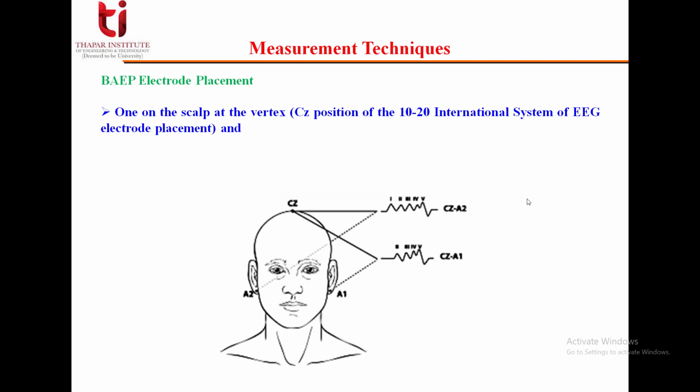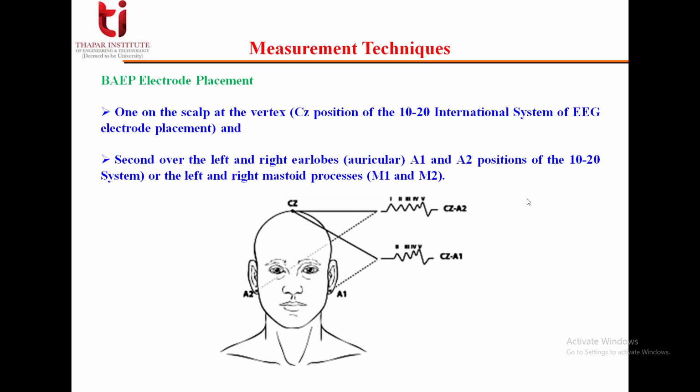At that point we keep one electrode, and then the second electrode we keep over the left and right earlobes. You can see A1 and A2. They are again positions of the 10-20 international system of EEG electrode placement. Or they can also be placed on the left and right mastoid processes, signified as M1 and M2.